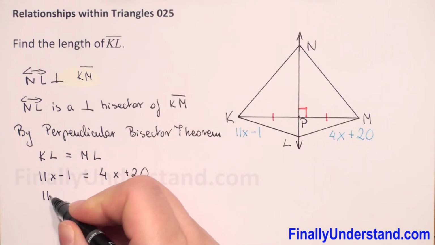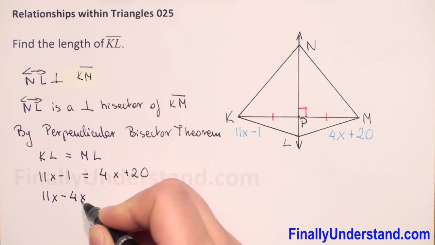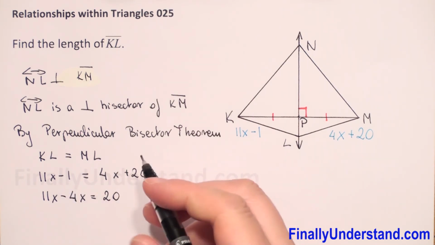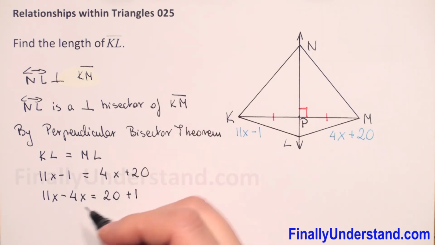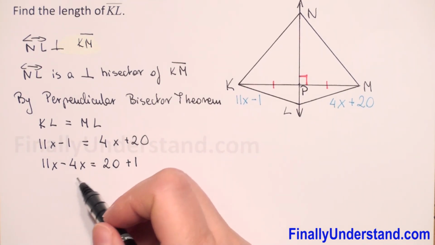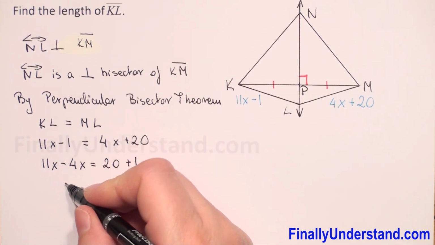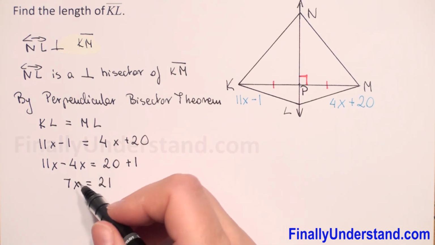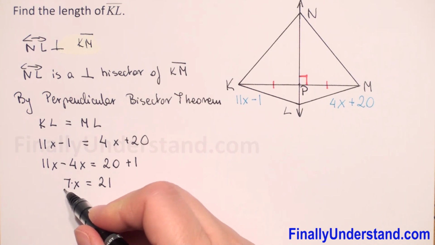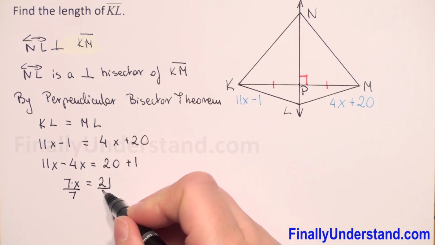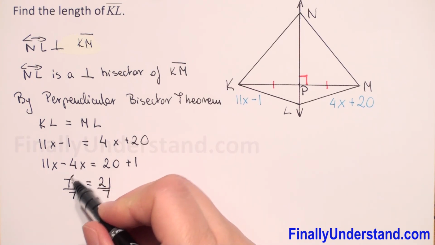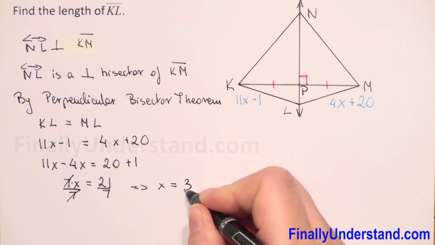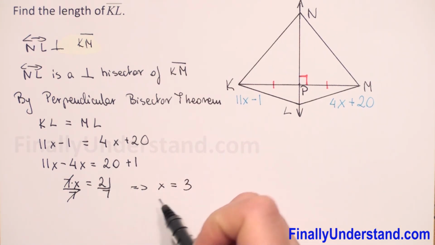So we have 11x minus 4x is equal to 20 on the right side, and negative 1 I will move to the right side, so it will be plus 1. So we have 11x minus 4x is 7x is equal to 21. We have multiplication on the left side, so now I will divide both sides by 7 to get x. 7 and 7 reduce, and we have that x is equal to 3, because 21 divided by 7 is 3.